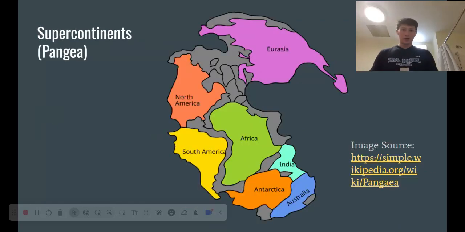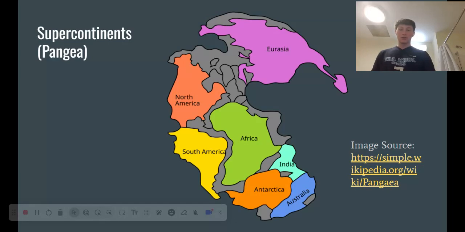You should know what Pangea is. Pangea is a supercontinent. A supercontinent is when all or the majority of the land masses on Earth are together, forming one massive piece of land. Pangea is the most famous one because it's the most recent one. Another one before that is Gondwana. We don't hear much about that because we don't know much about what it looked like.